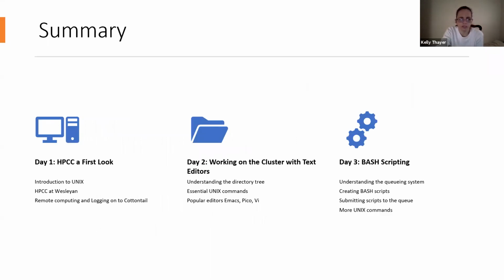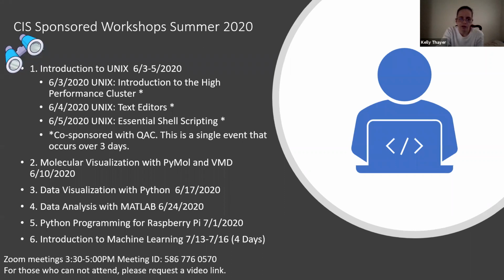So that brings us to the end of our day 3. We have done a series of 3 days. We talked about first look at HPC. We worked on the cluster with text editors in day 2. And today we've talked about scripting in various forms, with a particular focus on doing bash scripting for submitting jobs to the queue. So we hope you found this series to be useful in getting up and started with working in Unix, and in particular using our cluster.